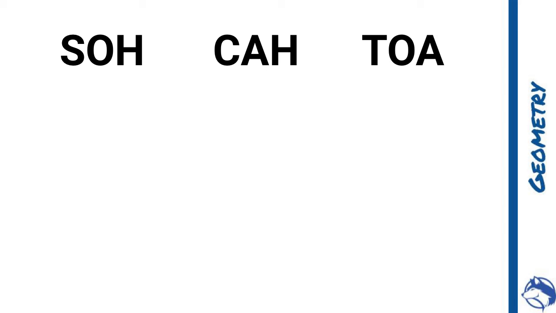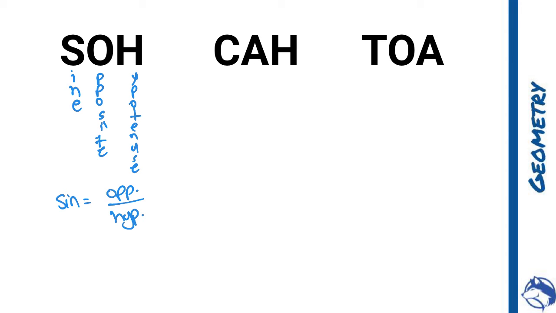So if you haven't seen this before, this is the best way to remember our sine, cosine, and tangent. This is called SOHCAHTOA. So what we do is we write in, this has to be our sine function. Well, this is opposite over the hypotenuse. So sine equals opposite over hypotenuse. So that's one way to remember the sine.